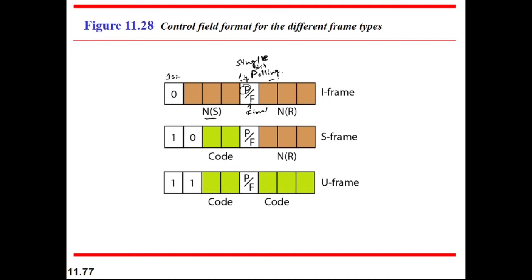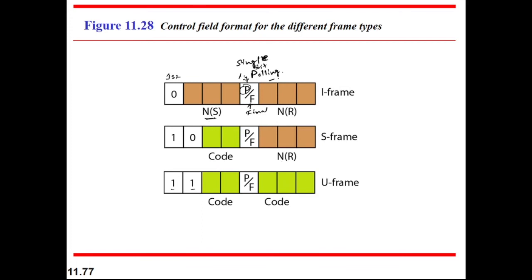Okay. So each and every frame, that means the control field for the I frame, S frame and U frame, all have this P or F field. Similarly the same for the S frames also, and for the U frame you have 1 1 as the first bits, and then there are different codes here. So different values, different codes can be here.